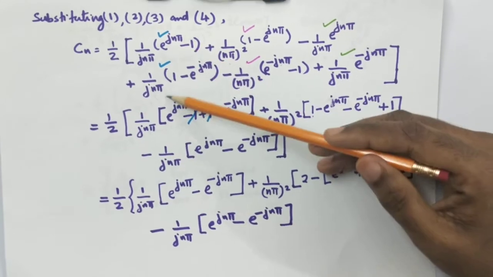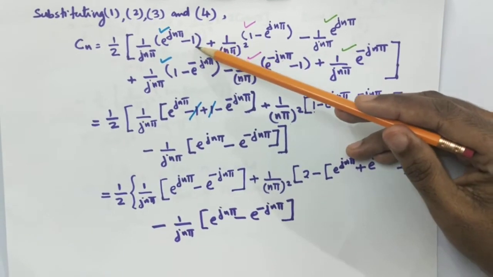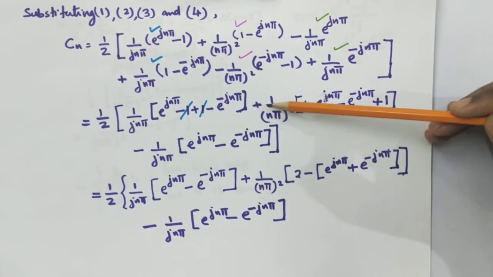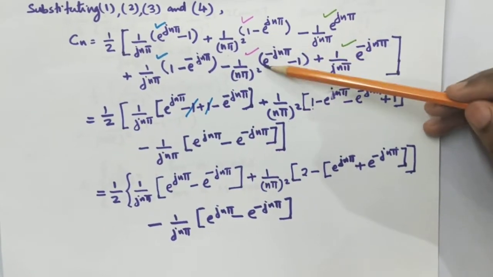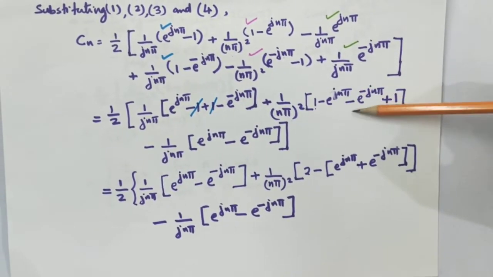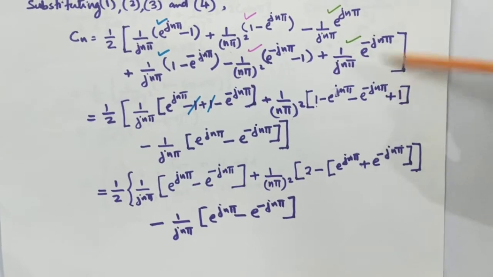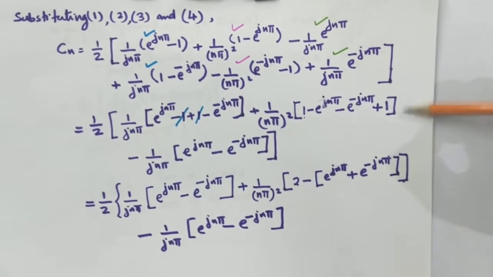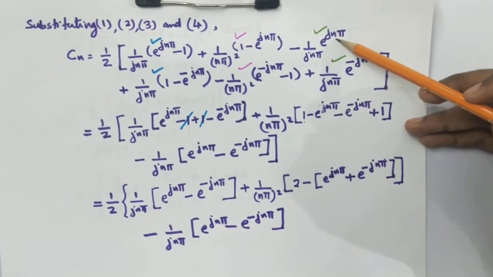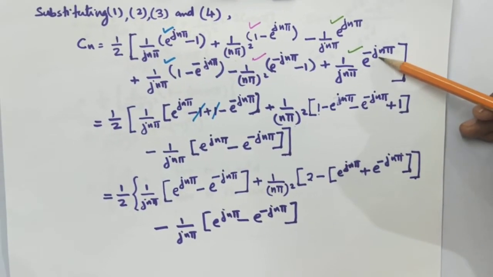So taking these two terms together, we will be getting 1 by j n pi into e raised to j n pi minus 1 plus 1 minus e raised to minus j n pi plus 1 by n pi square. These two terms together. So 1 by n pi the whole square into 1 minus e raised to j n pi minus, the minus is here. So minus e raised to minus j n pi plus 1, minus minus plus 1. And these two terms together, minus 1 by j n pi into e raised to j n pi minus e raised to minus j n pi.